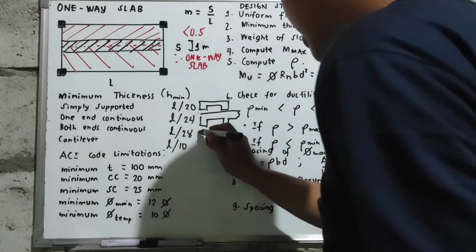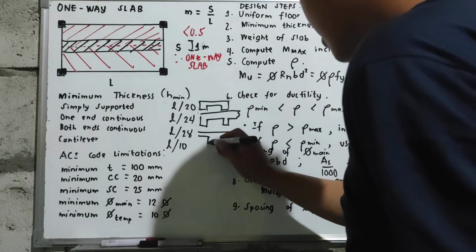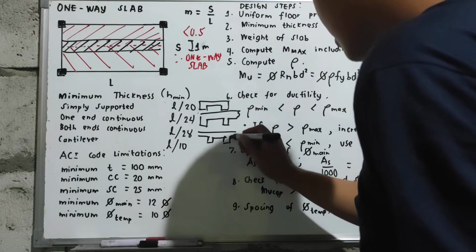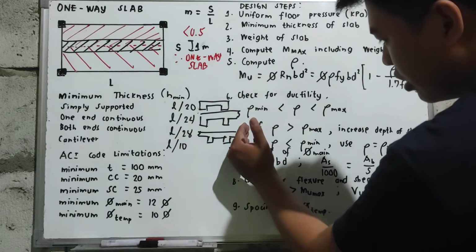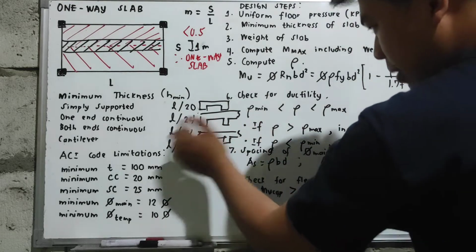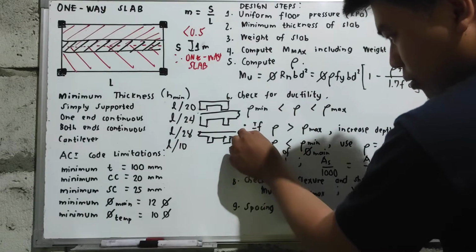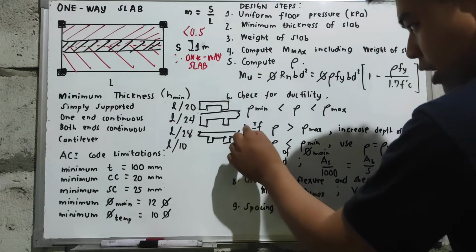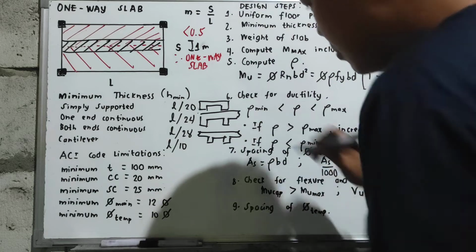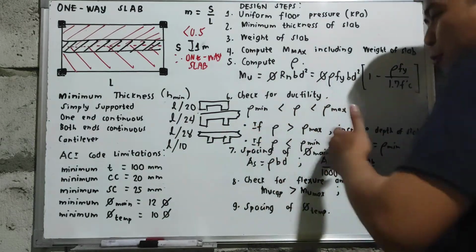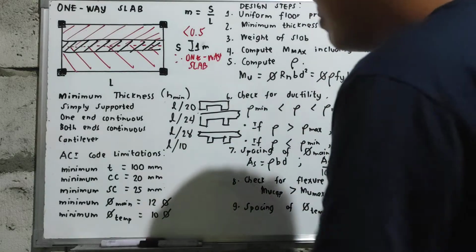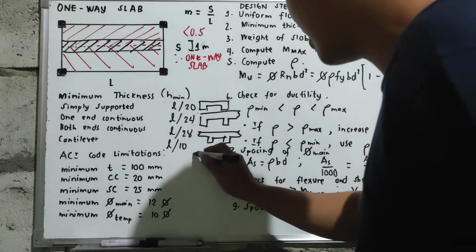Paano naman kapag both ends continuous? So let's say meron tayo dito na beam. At tapos dito, ayan. So meron siyang katuloy dito na span. Dito din sa kabila, ibig sabihin nito meron siyang katuloy. Okay. So that will be denoted by L over 28. Kapag naman cantilever.